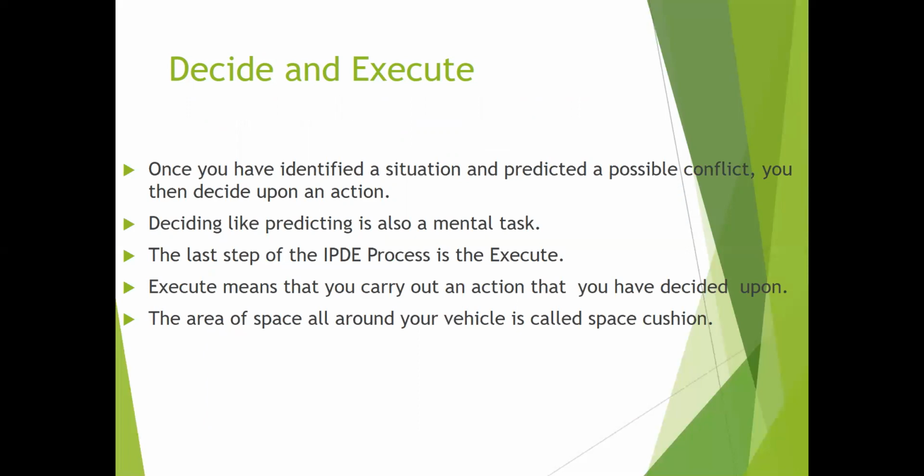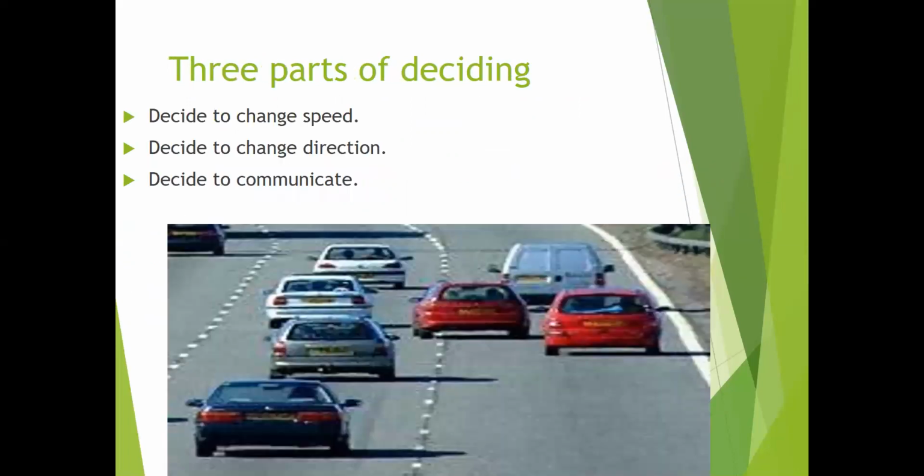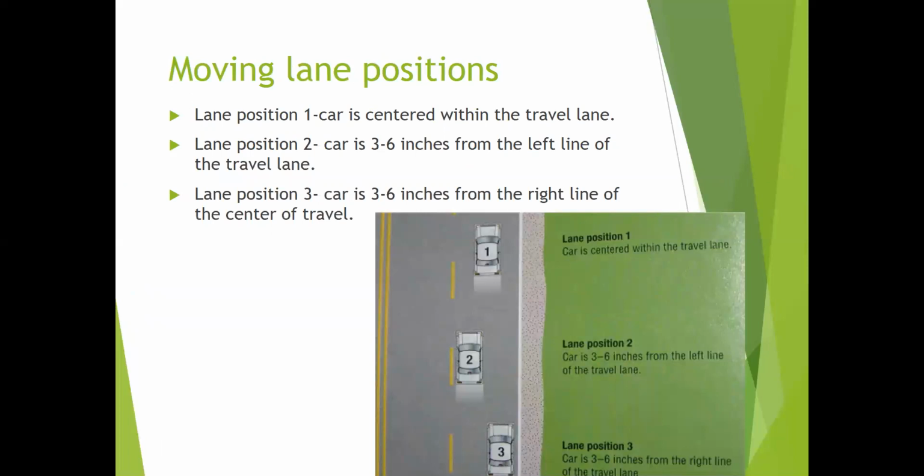Okay, the area around your vehicle is called a space cushion. There are 3 parts of deciding: you decide to change speed, decide to change direction, and decide to communicate. And then look at the different lane positions here. Normal lane position is 1. It's in the center of the lane. Lane position 2 is a little bit over to the left. Lane position 3 is a little bit over to the right.